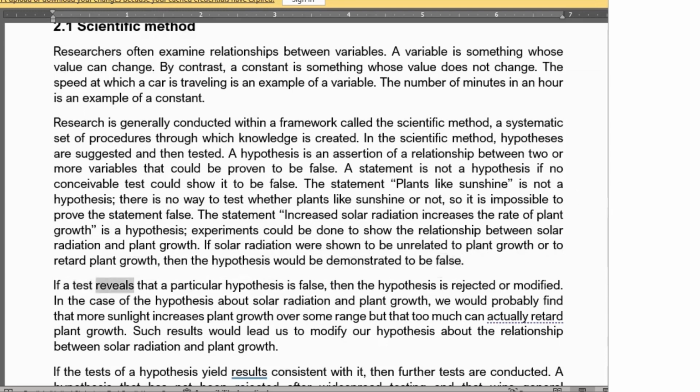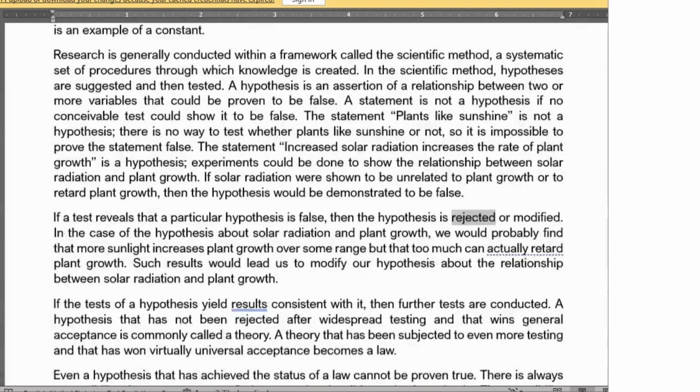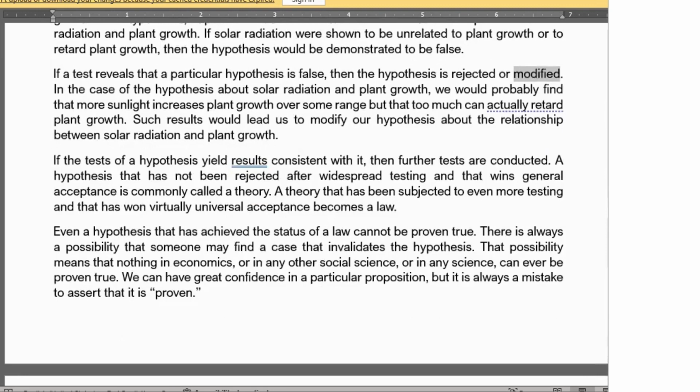If a test reveals that a particular hypothesis is false, then the hypothesis is rejected or modified. In the case of the hypothesis about solar radiation and plant growth, we would probably find that more sunlight increases plant growth over some range, but that too much can actually retard plant growth. Such results would lead us to modify our hypothesis about the relationship between solar radiation and plant growth.